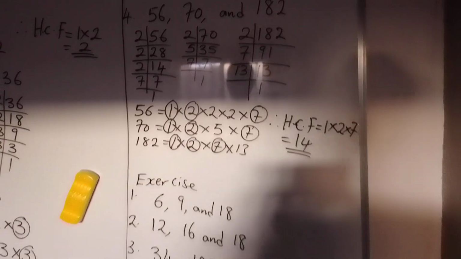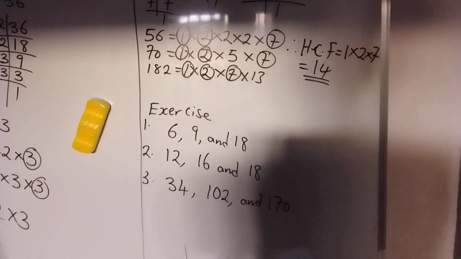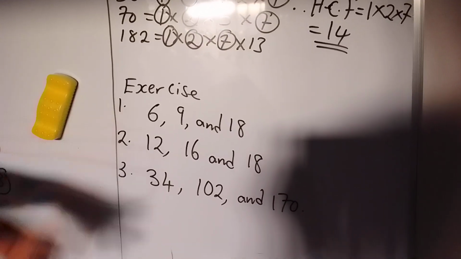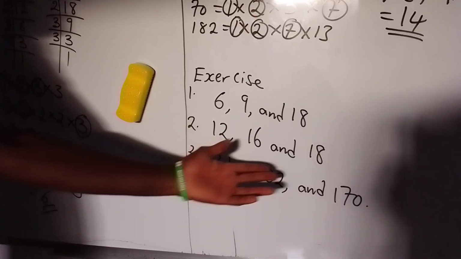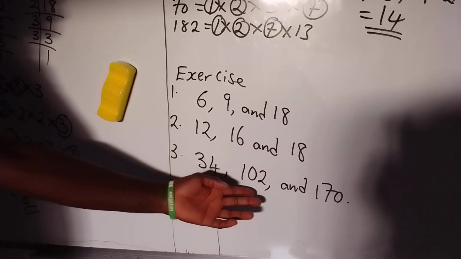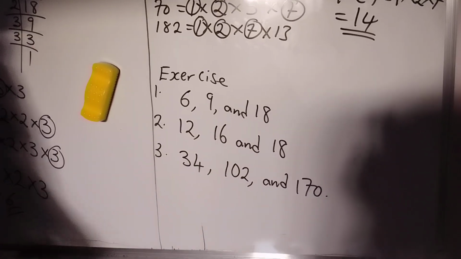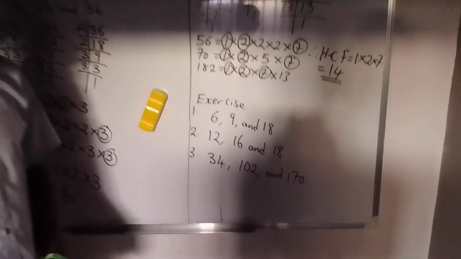I would like my wonderful viewers to try these questions on the board. We have number 1, which is the HCF of 6, 9 and 18, 12, 16 and 18, 34, 102 and 170. And don't forget to send your answer in our comment section.